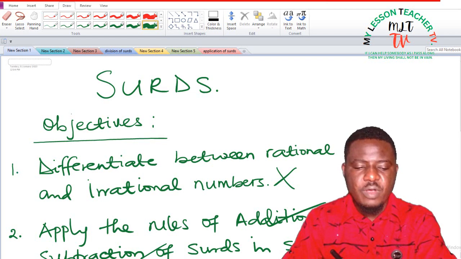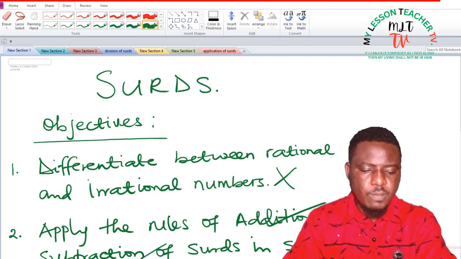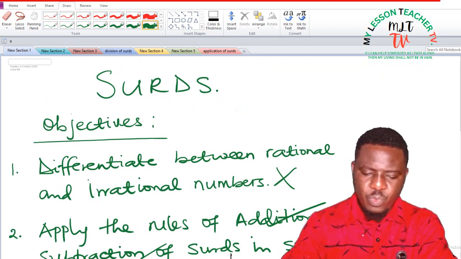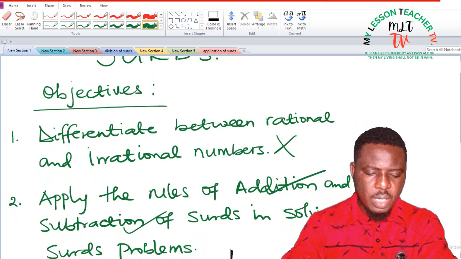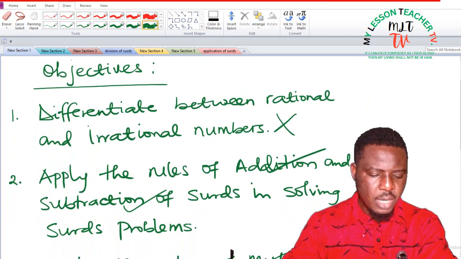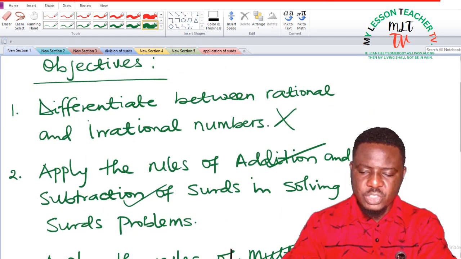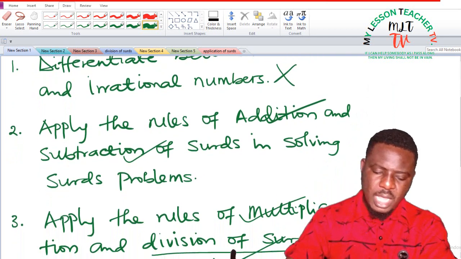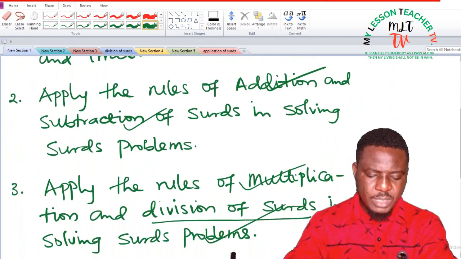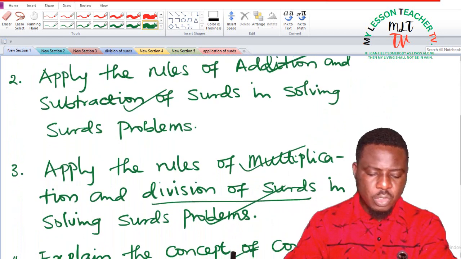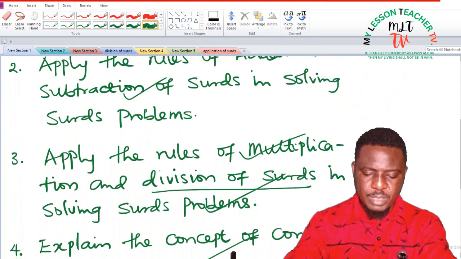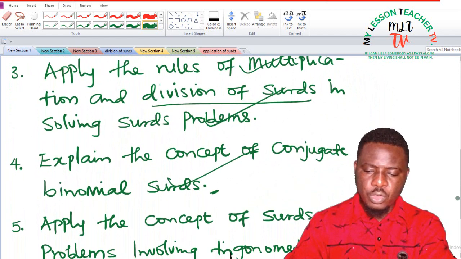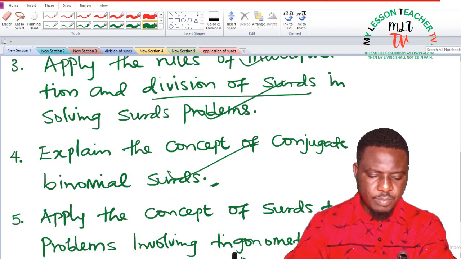Today's class is a continuation of our previous classes on SURDS. In our previous classes, we have looked at the following objectives. We have been able to differentiate between rational and irrational numbers. We have also been able to apply the rules of addition and subtraction of SURDS in solving SURD problems. We have equally applied the rules of multiplication and division of SURDS in solving SURD problems. At the last class, I was able to explain the concept of conjugate binomial SURDS.